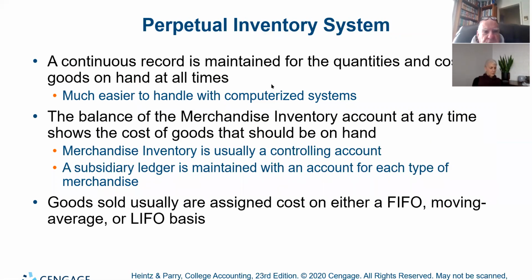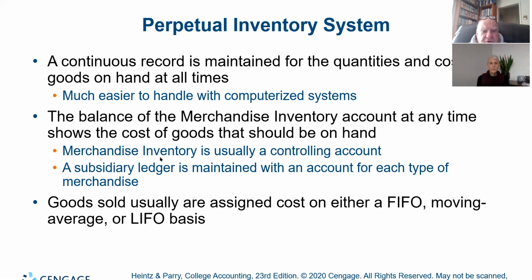Perpetual inventory system, continuous record is maintained for quantities, much easier. Much easier to handle with computerized systems. The balance of the merchandise inventory account at any time shows the cost of goods that should be on hand. You call up a store now, they'll be on a perpetual system. You call up even a supermarket, I bet. Do you have this special cut of roast beef? Oh yeah, we got 5 right here. The merchandise inventory account at any time should be matching your perpetual records.